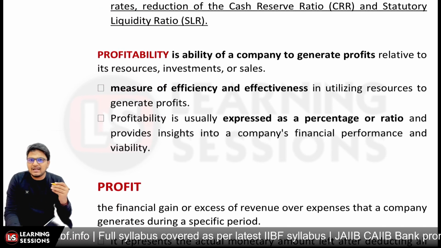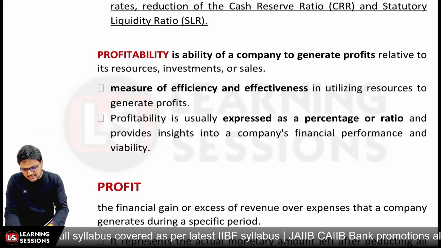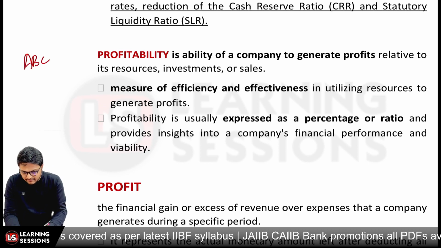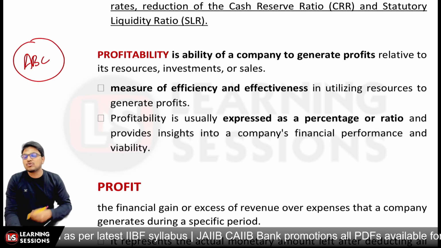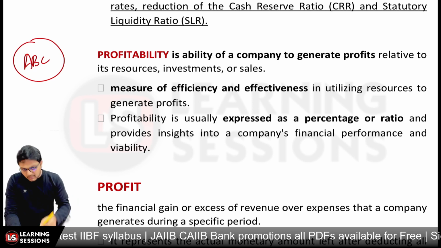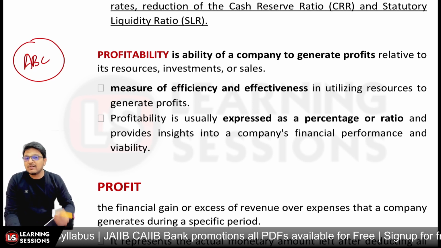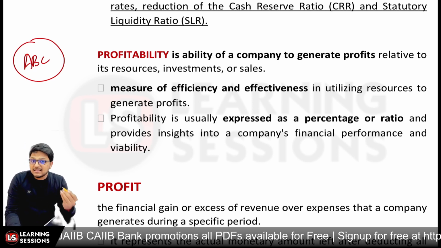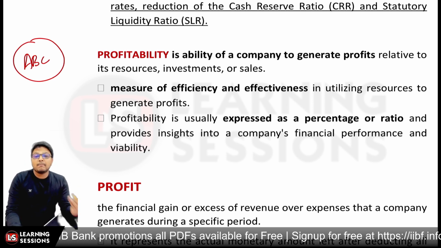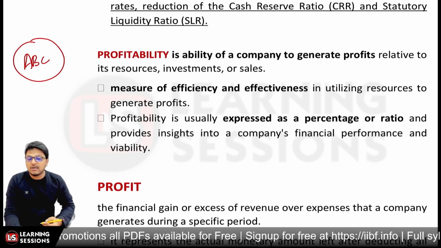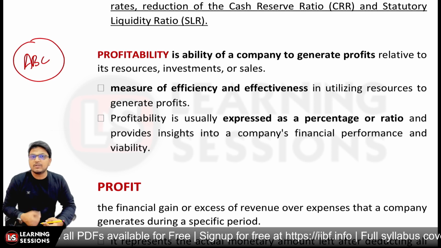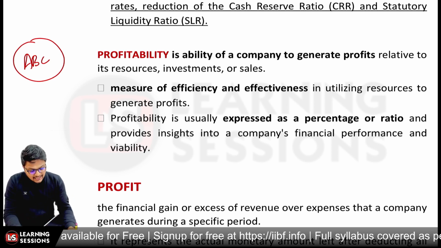Profitability is the ability of a company. Let's say that ABC company is generating a profit. When we talk about the profit, we are generally talking about the numbers that we have generated. But when we talk about profitability, we are talking about the ability of the company to generate the profit relative to its resources.